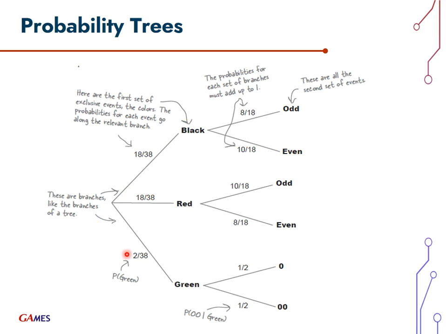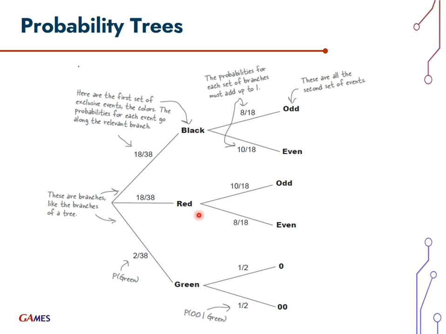Now, after creating these branches and specifying the probabilities of obtaining each of those individual events, we then further branch by looking at, okay, this black event, how many odds do we have? We branch out. How many evens do we have? We branch out. So we actually have 10 even events and 8 odd events for black. We have 10 even events and 8 odd events for red.